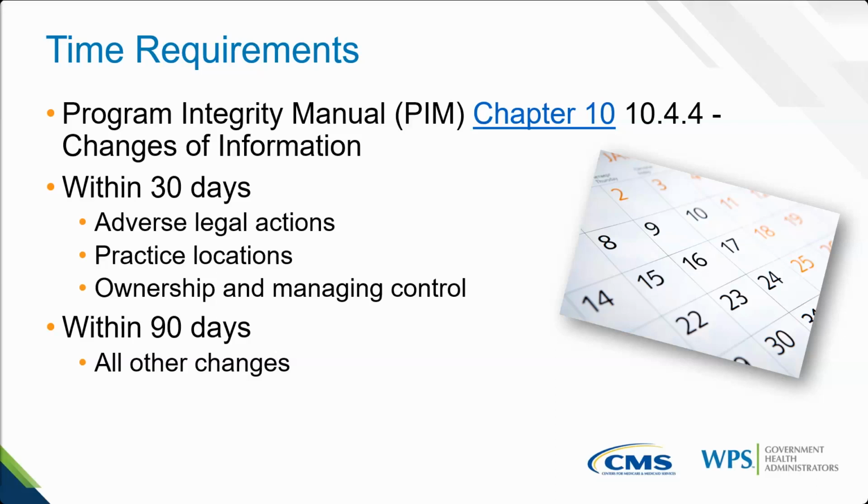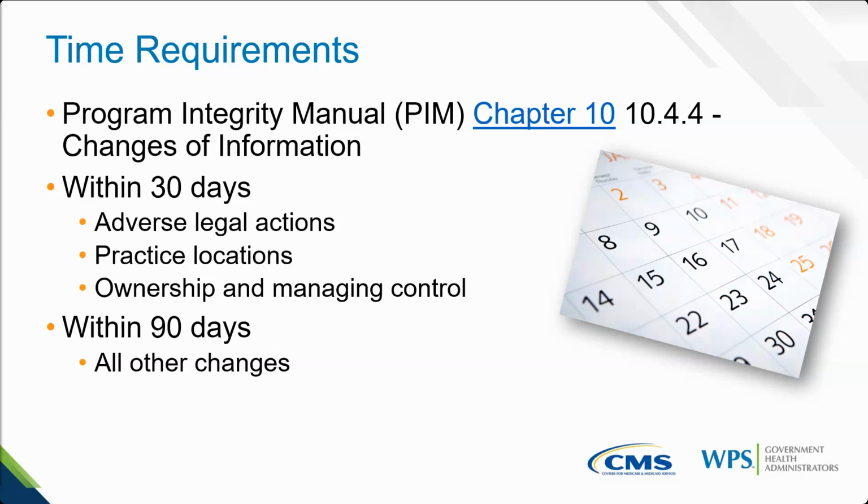So to help with this, CMS has established timeliness guidelines for reporting changes. These are outlined in the Program Integrity Manual, also known as the PIM, Chapter 10, Section 10.4.4, Changes of Information. So a lot of changes need to be reported within 30 days. These are changes that are a little bit more of a heavy hitter as far as interrupting claims processing or just fraud prevention in general.